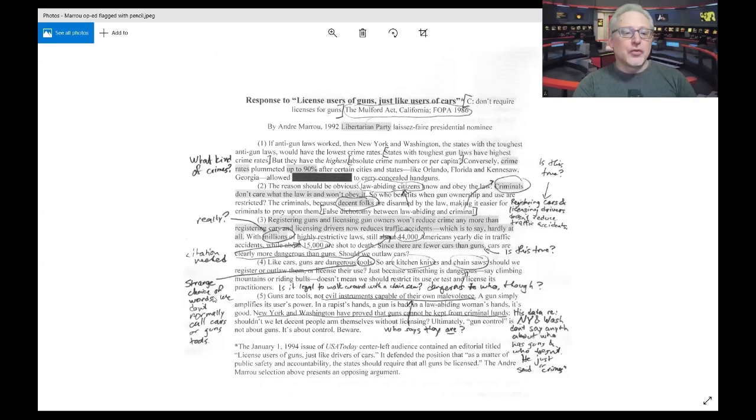Like cars, guns are dangerous tools. Strange choice of words. We don't normally call cars or guns tools. True. Guns are tools, not evil instruments capable of their own malevolence. And I wrote, who says they are? Oh, yes. Well, this has to do with how the fifth paragraph I don't think is really part of the argument. I think it's mostly a summary. And the thing about this, well, it's an example of a straw man fallacy. And we'll get into what that is a couple of weeks from now when we talk about fallacies. And that's it for the notes, I guess.